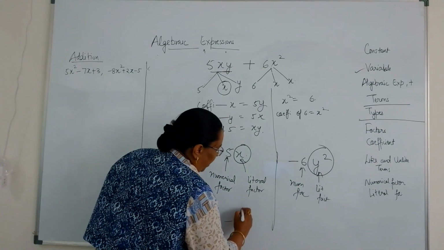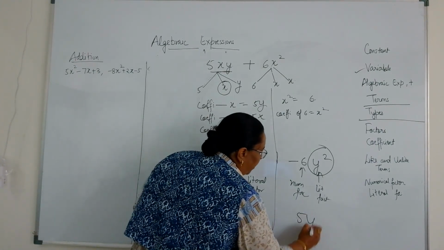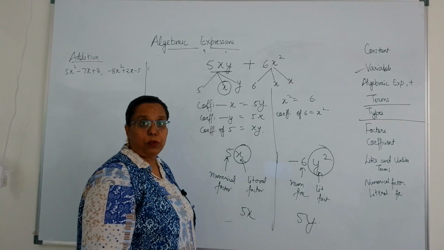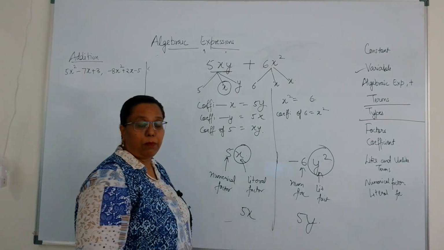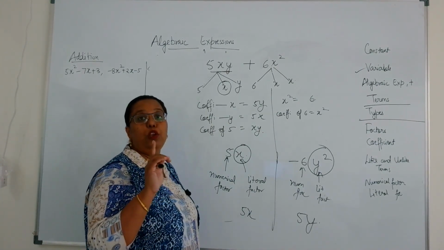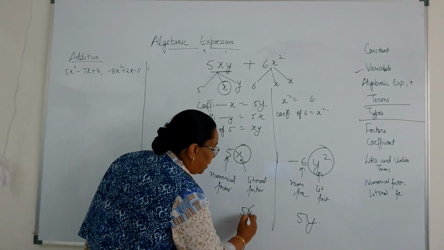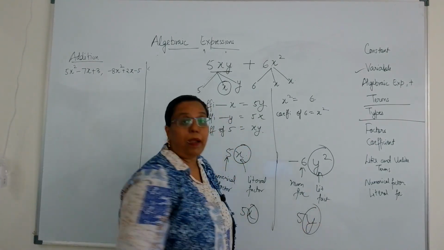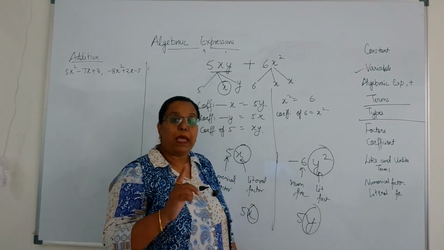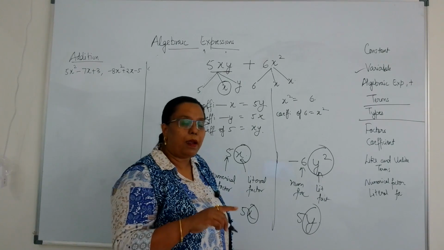Okay, if I say 5x and 5y, are they like terms? They have 5 in each of them. We will not consider the numerical factor. We will only consider the literal factor, the alphabet and its power. That will decide like and unlike terms.